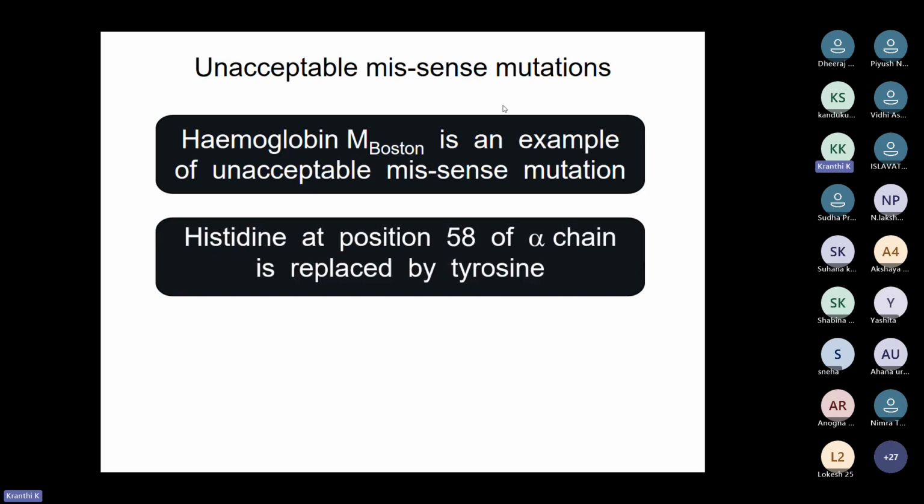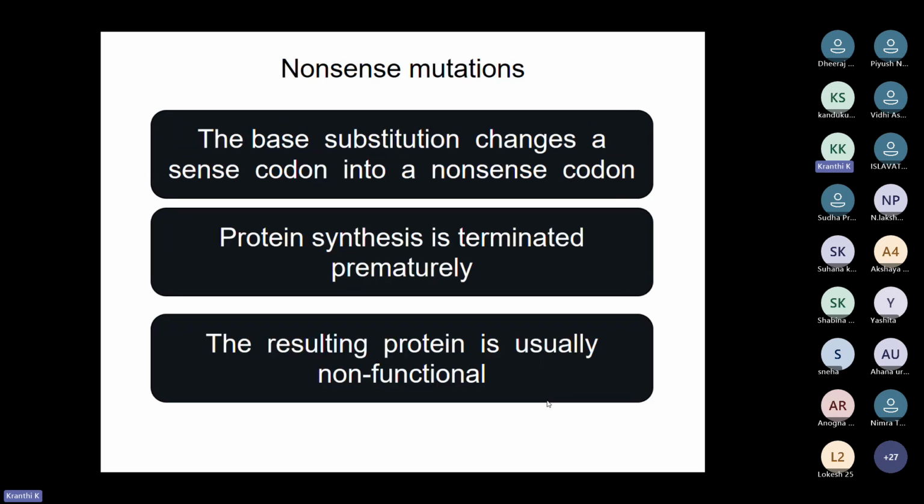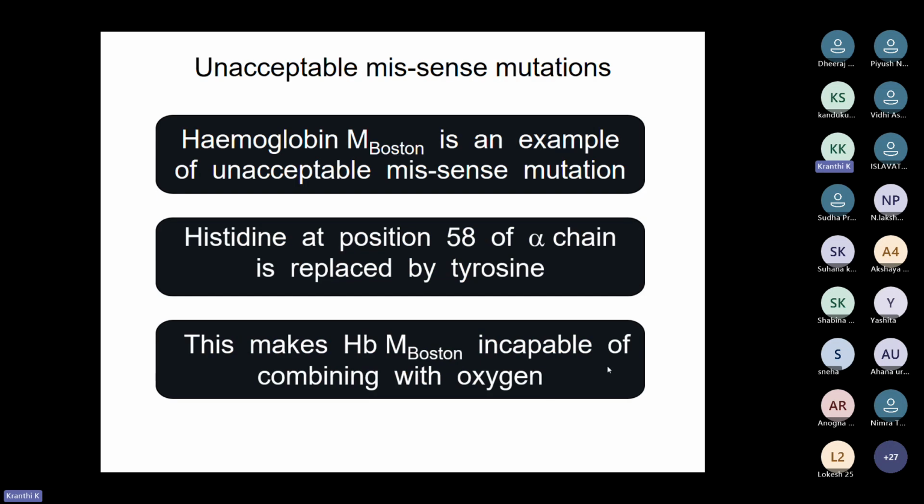And unacceptable means there is one more example. Hemoglobin M Boston is an example of unacceptable. Histidine at position 58 of the alpha chain is replaced by tyrosine. It is incapable of combining with oxygen. It won't have the capacity to take the oxygen or to hold the oxygen. Right? Then this is not acceptable.